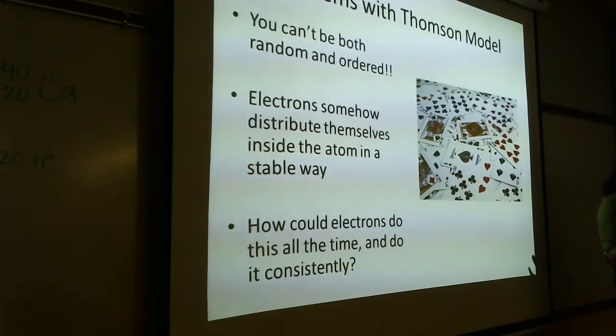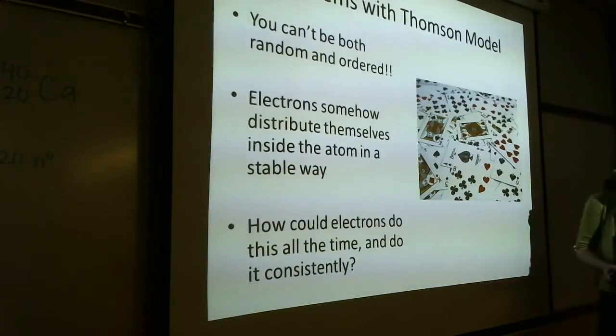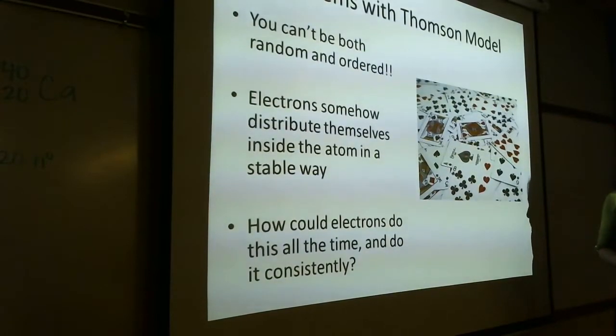Order and random at the same time, those are mutually exclusive, right? You're either ordered or you're random. So if they're randomly distributed, then if it's the same way every time, then they're not randomly distributed. One or the other. That's one of the biggest problems with Thomson's model. It assumes something that you can't assume. Does this make sense? No.